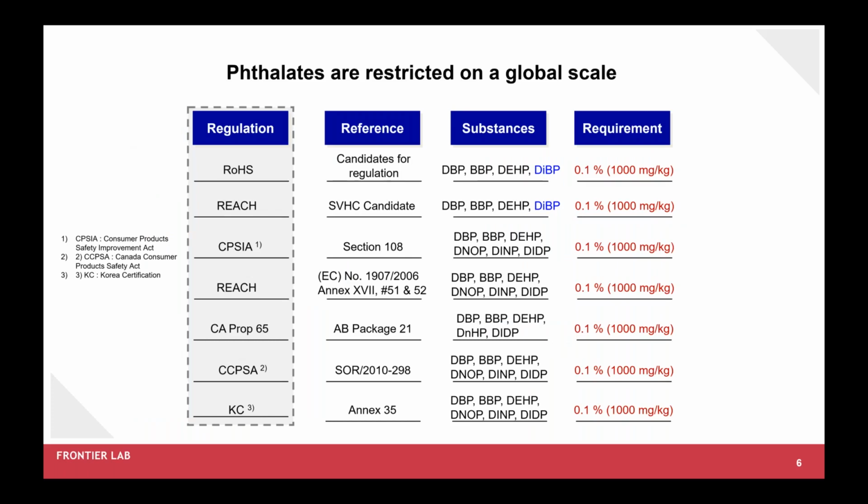Several phthalates are regulated on a global scale. The United States, Canada, European Union, Japan, and many other nations have banned the use of phthalates and passed regulation designed to monitor their concentration in consumer products. Here you can see some of the regulations with the references, substances, and requirements as examples. So it is very critical for different manufacturers to comply with these regulations by having the capability of accurate measurements of these phthalates.